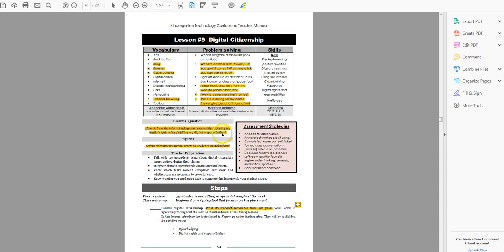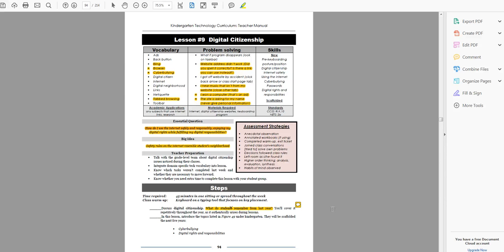Preparation, well, because this is a lesson that's actually spread out throughout the year, there's no specific preparation, but just know these same sort of things that you've known for all your other lessons. Let them warm up with keyboarding while you get started with the digital citizenship lesson.